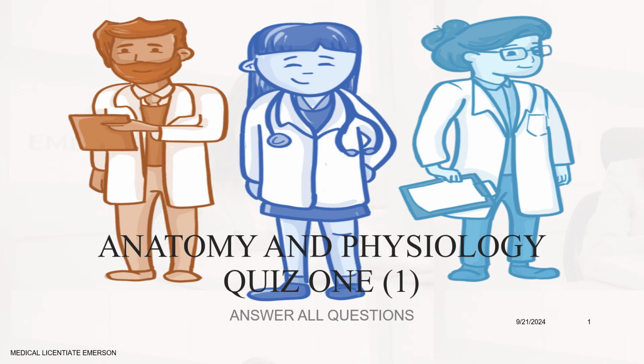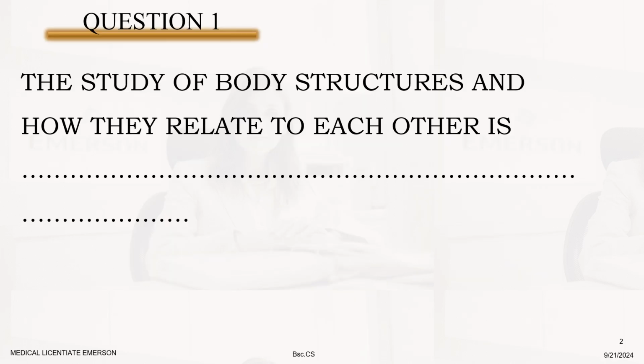So today we are going to talk about the anatomy and physiology quiz one. In short, this is a recap of what we have learned so far in anatomy and physiology. It's more like the midpoint now. In the anatomy quiz, of course, we are going to cover some one-word answers. The first question is: the study of body structures and how they relate to each other is dash.